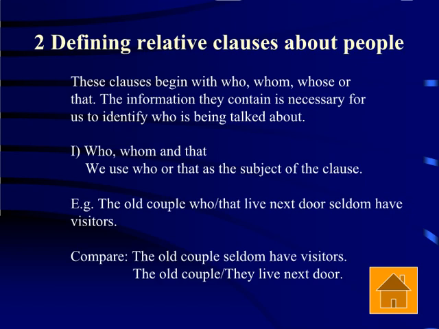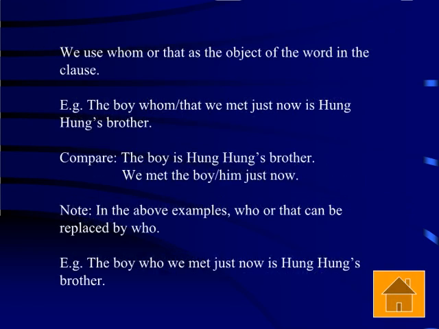We have two separate sentences here, which are: the old couple seldom have visitors, and they live next door. We can combine them together using the word who or that. Secondly, we use whom or that as the object of the verb in the clause. For example, the boy whom/that we met just now is Hung Hung's brother. In the above examples, whom or that can be replaced by who.